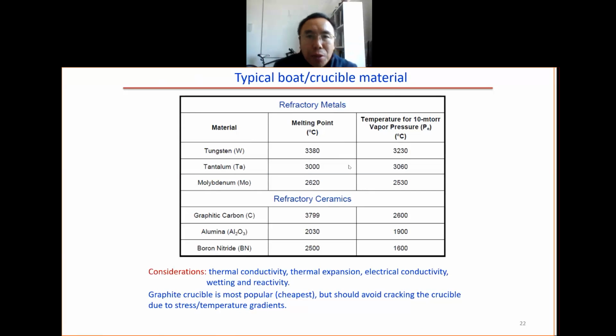For the typical materials, we need high melting temperature. We can use tungsten, tantalum, and moly, so they are popular. We can also use graphite, aluminum, or boron nitride. In reality, this one is the most popular. It can go to very, very high temperature. The graphite is very cheap.